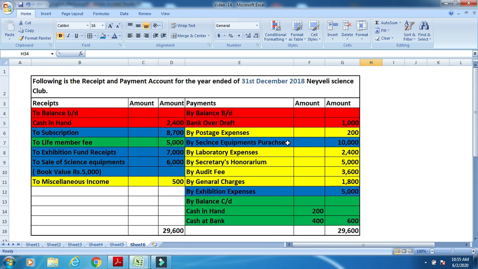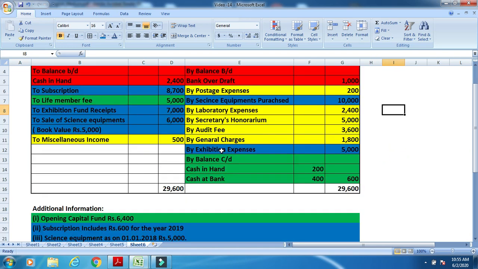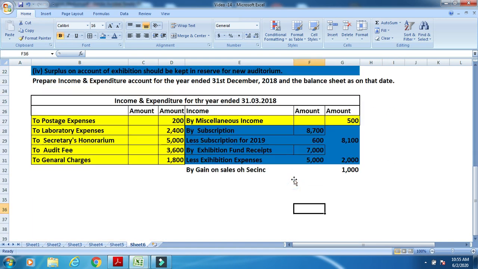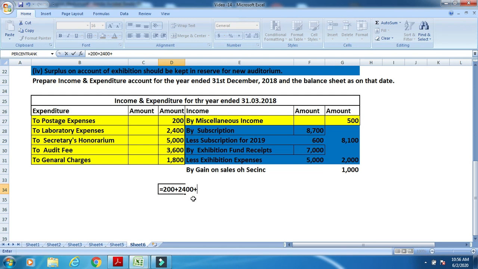Here, science equipment purchase is an asset. It will be considered for the balance sheet. Exhibition expenses are already considered. Now all the adjustments are over. Next step will be to find out the total of income and the total of expenditure. The total of expenditure is 200 plus 2,400 plus 5,000 plus 3,600 plus 1,800, so 13,000. 13,000 total expenditure.